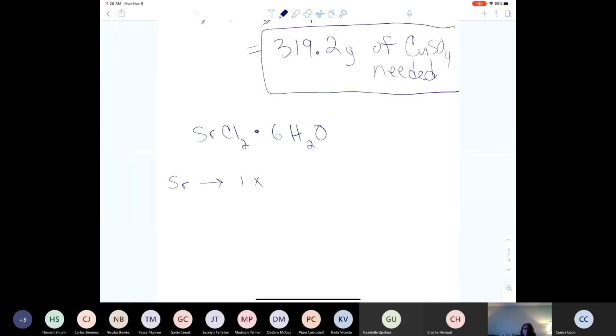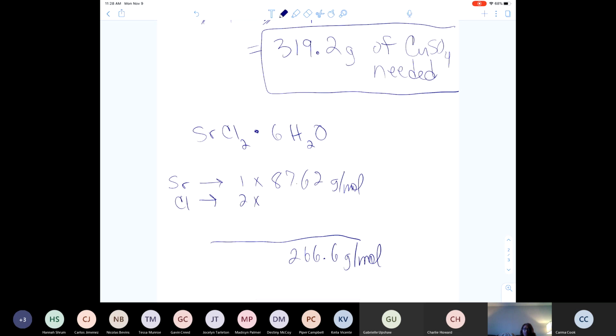And so our strontium is 87.62 grams per mole. And so the total molar mass of the compound is 266.6 grams per mole. Our chlorines, we've got 2 of them. And so that gives us 70.90.